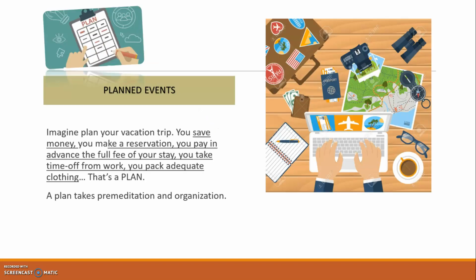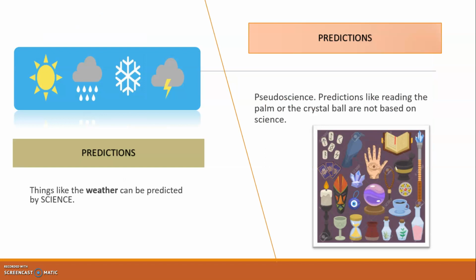First, we have a planned event. Imagine planning your vacation trip. You save money, you make a reservation, you pay in advance the full fee of your stay, you take time off from work, you pack adequate clothing. That's a plan. And a plan takes premeditation and organization.